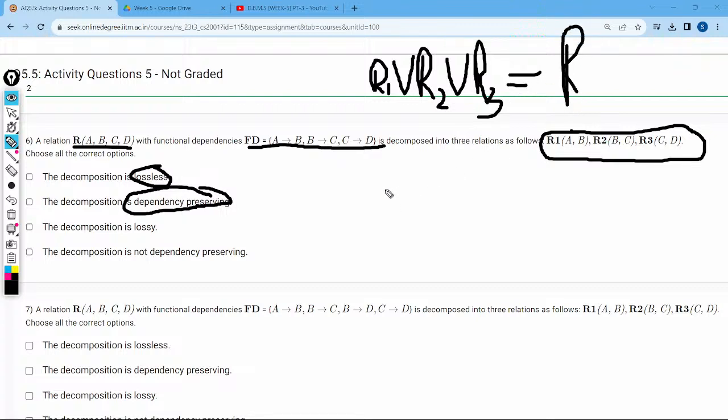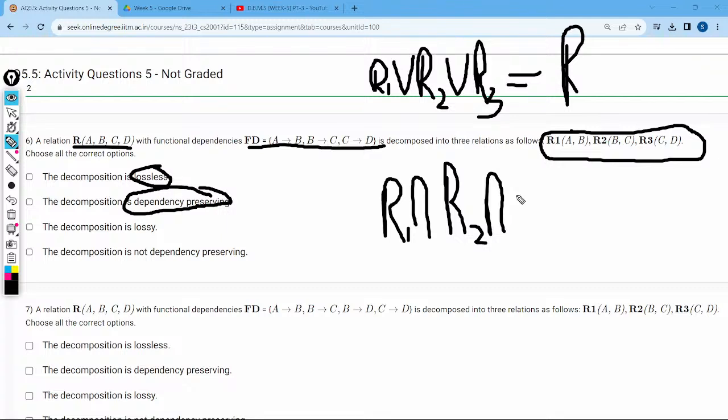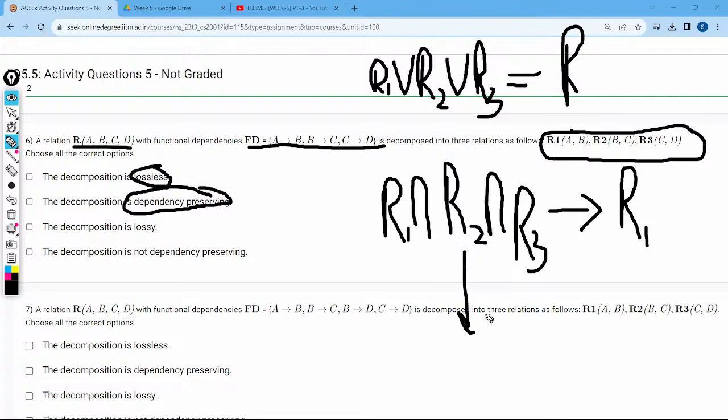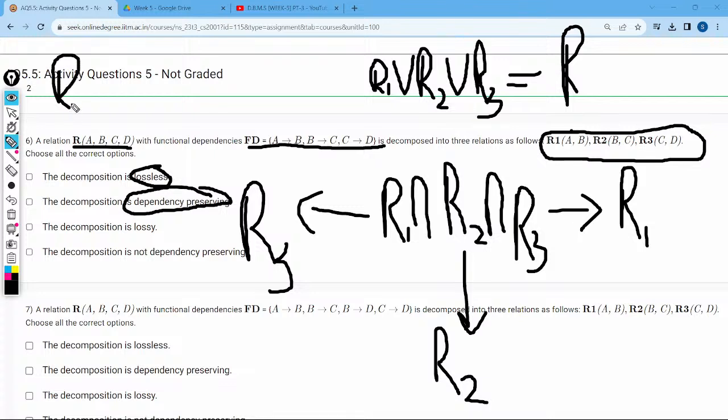The second statement is R1 intersection R2 intersection R3. These arrows would mean functional dependencies. So is it a functional dependency of either R1, R2, or R3? These lines mean functional dependencies. Do remember that. And the final one: they must have at least a common attribute between them. R1 intersection R2 intersection R3 should not be null, right? Should not be empty.